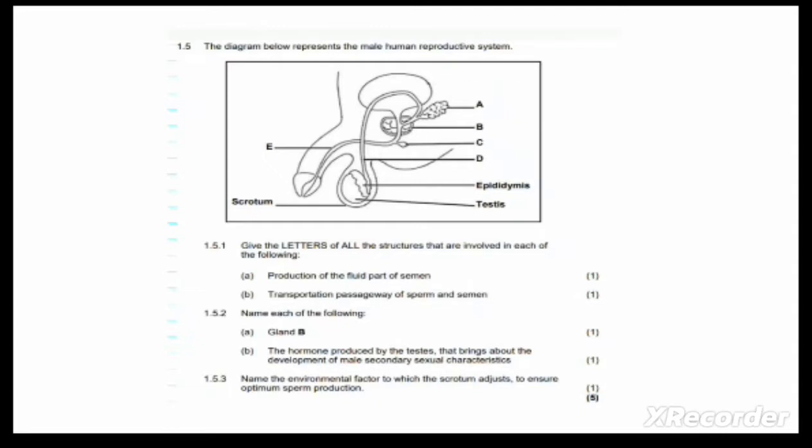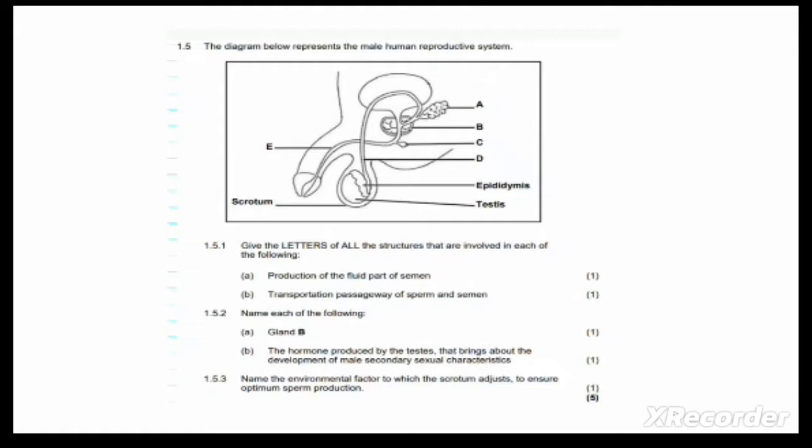Name each of the following. The hormone produced by the testes that brings about the development of male secondary sexual characteristics. So that is testosterone, because the testes only produce one hormone, that is testosterone. Name the environmental factor to which the scrotum adjusts to ensure optimum sperm production. That is temperature.